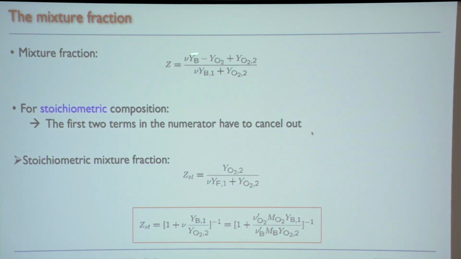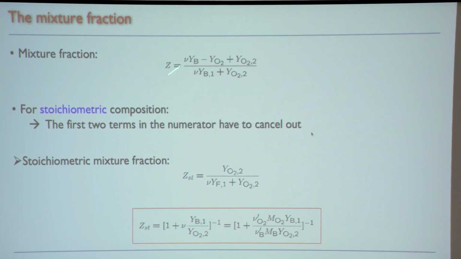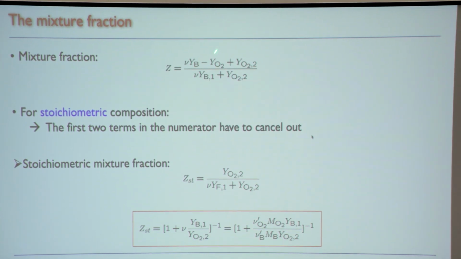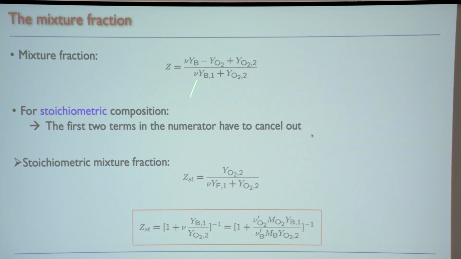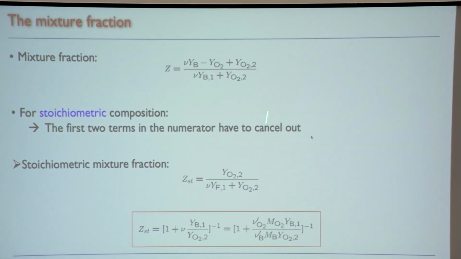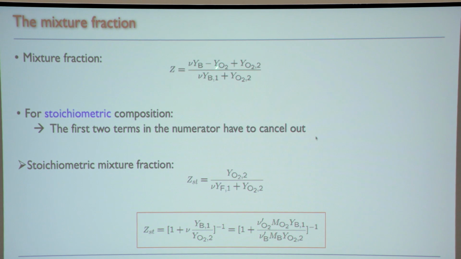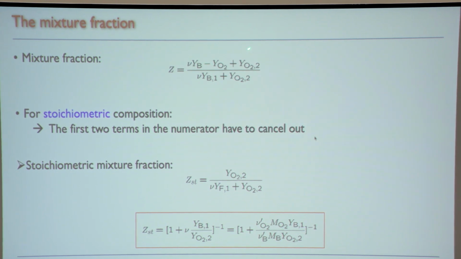Anyways, because of this, for stoichiometric mixture, the first two are the same. Nu times YB and YO2 are the same. And so they go away. And so the stoichiometric value of the mixture fraction is this with these two removed, is this part, okay? And I can write it in a different form.